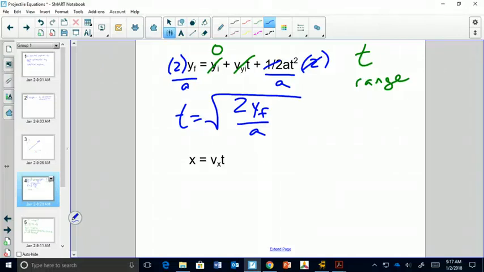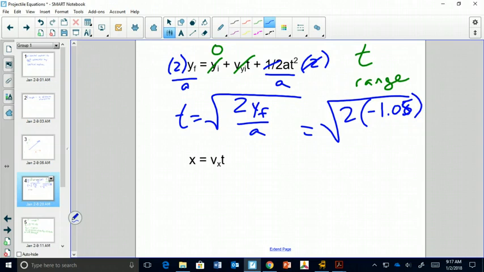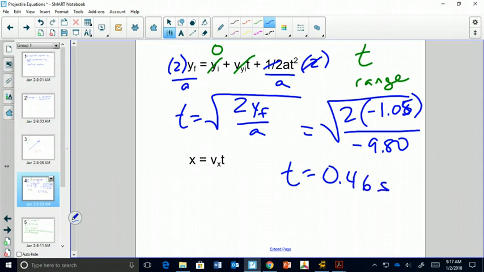And then I simply plug in my numbers. 2 times, what was my final distance in the y? Oh, 5, yep, sorry. Divided by what's my acceleration? Negative 9.80. And I get a time of 0.46 seconds. So it takes about half a second for that thing to slide off and hit the ground. Are we cool?